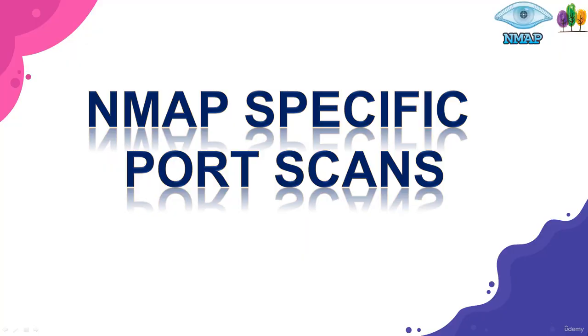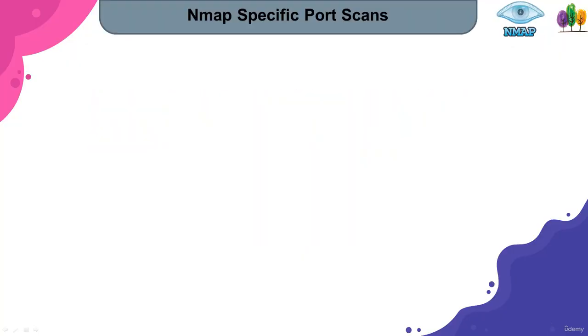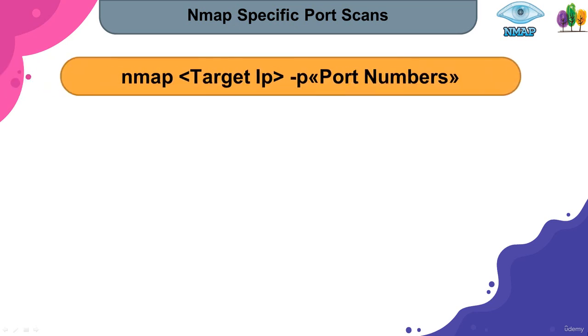Scanning specific ports with Nmap. The command is nmap -p, the ports, and the target IP. So you don't want to scan just the top 20, the top 100, or the top 1,000 ports with Nmap. Instead, we can set the ports that we want to scan. This way we can scan faster and way more specifically.